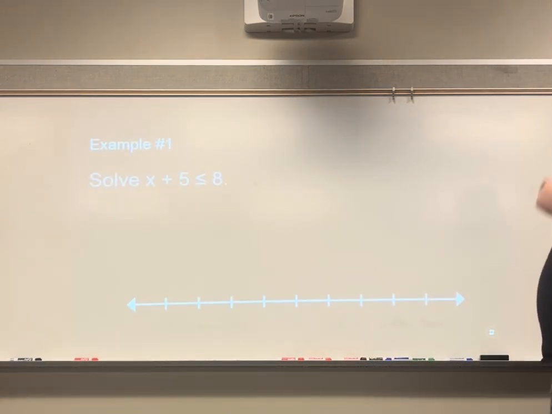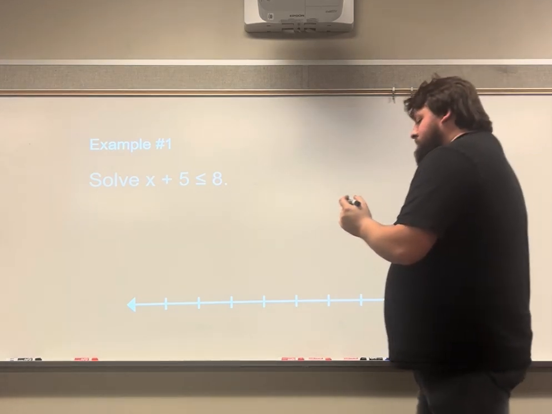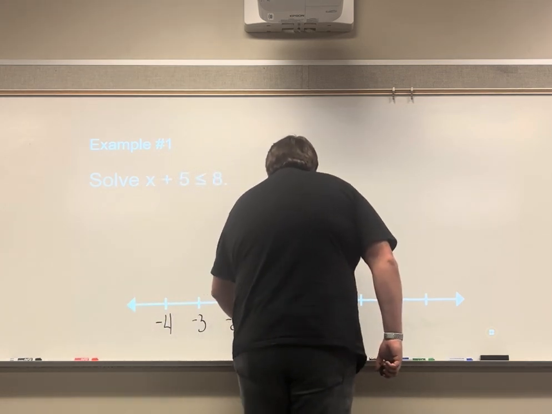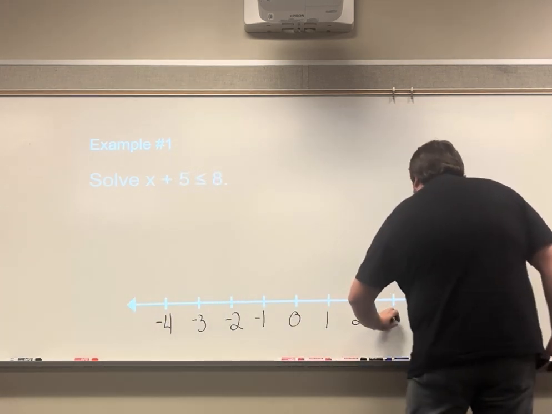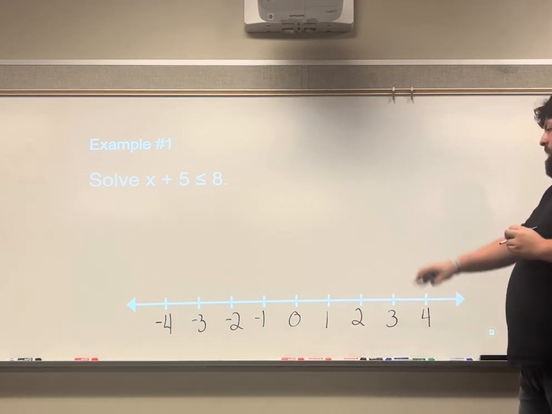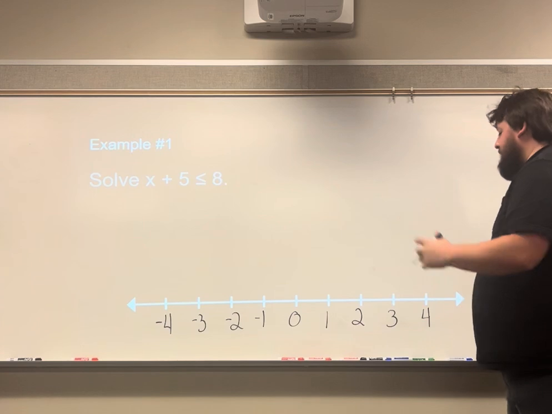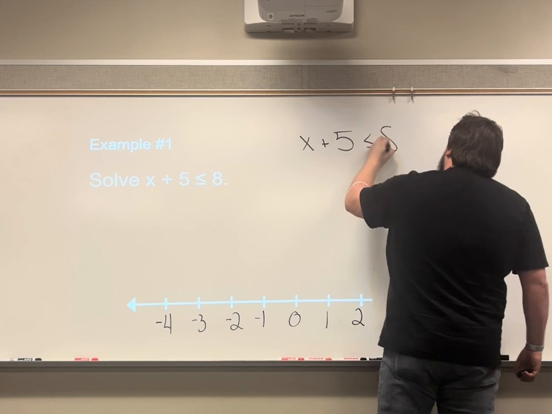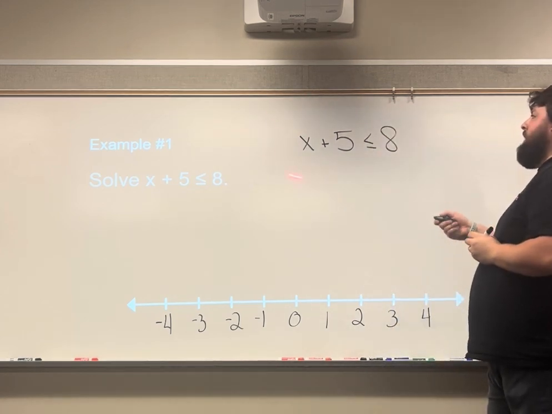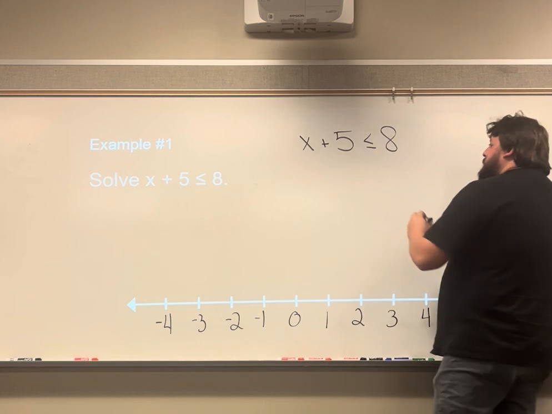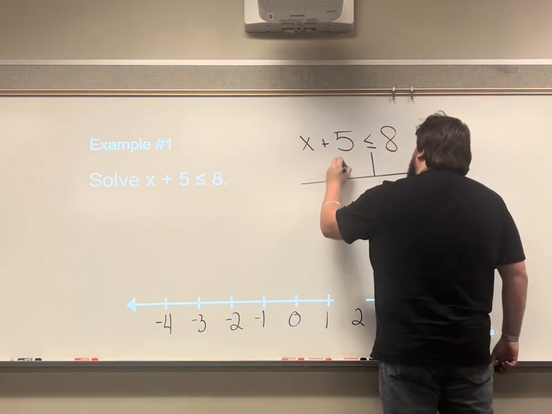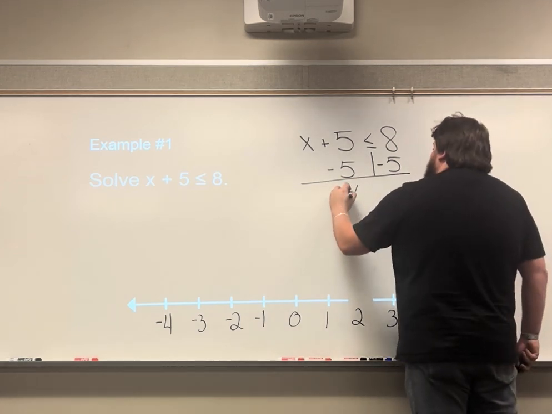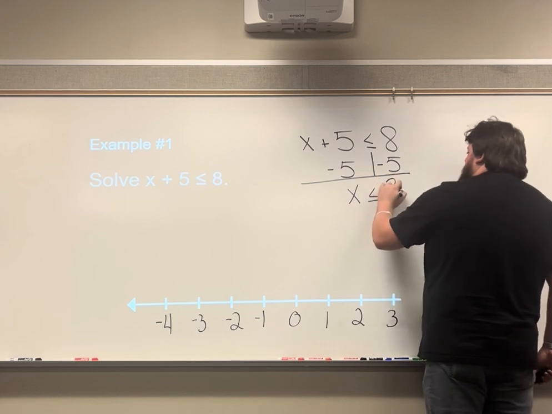Okay, first one we got here, we have x plus 5 is less than or equal to 8. I think I got it once again to where everything's in that -4 to 4 range. But if we have x plus 5 is less than or equal to 8, I see that plus, and that tells me I need to subtract. So I'm going to subtract 5 from both sides. That will give me x is less than or equal to 3.